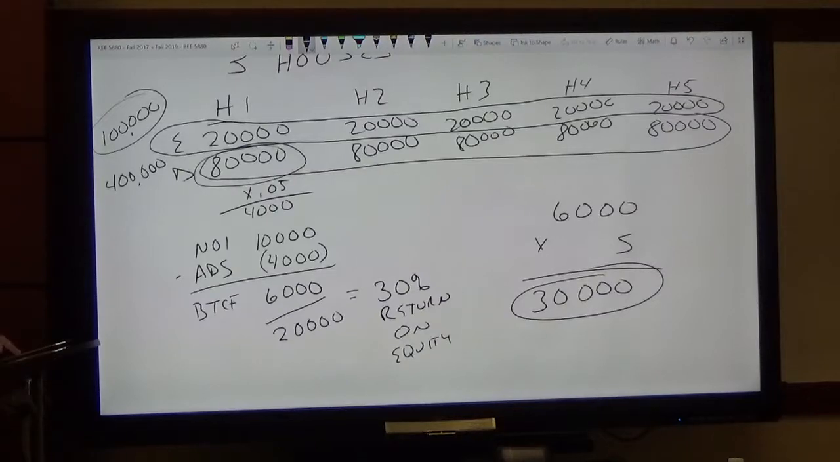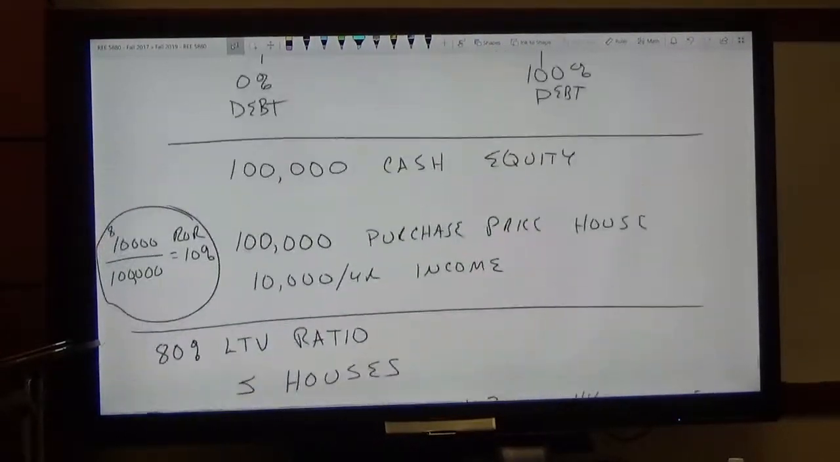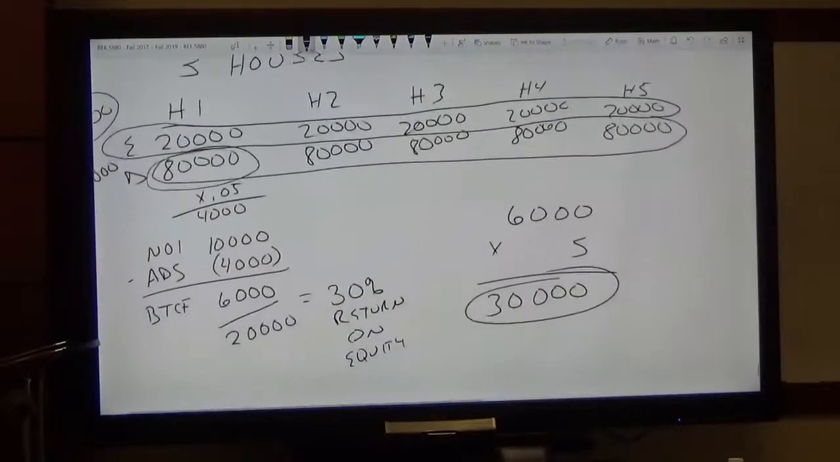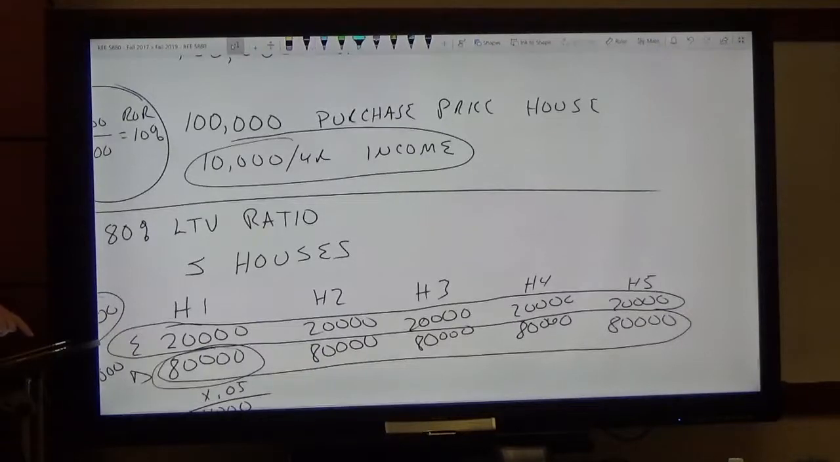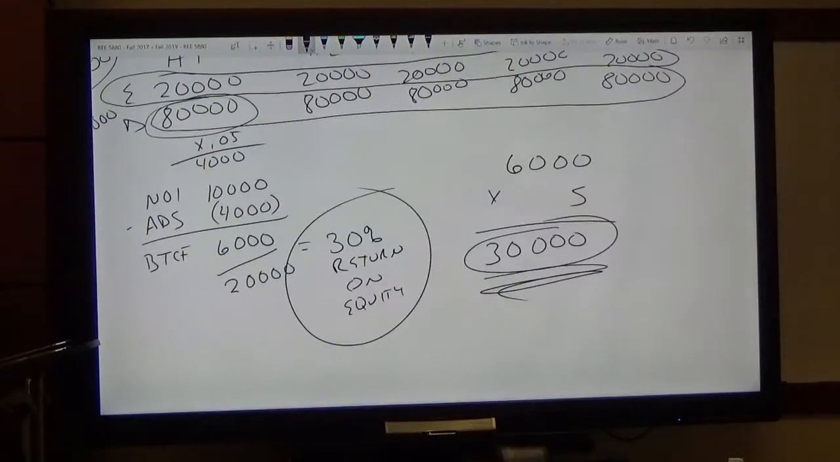But here's the thing, okay? If we had just bought the one house with $100,000 cash, we would only be getting $10,000. So we're getting literally 3 times as much total cash, or 3 times the return. Instead of getting a 10% return, unleveraged, we're getting a 30% return, leveraged.